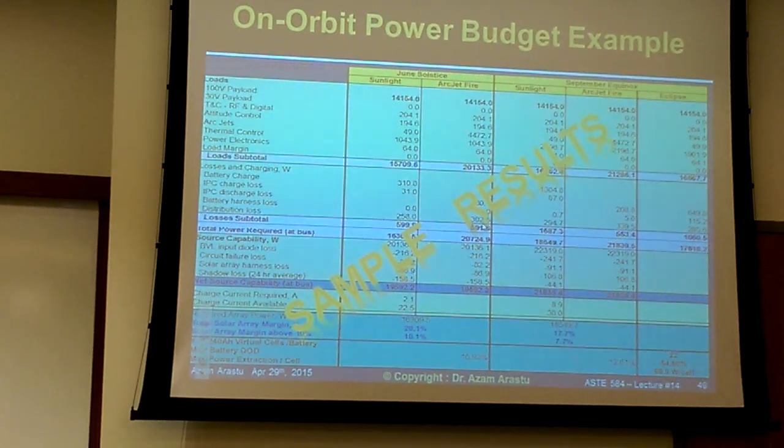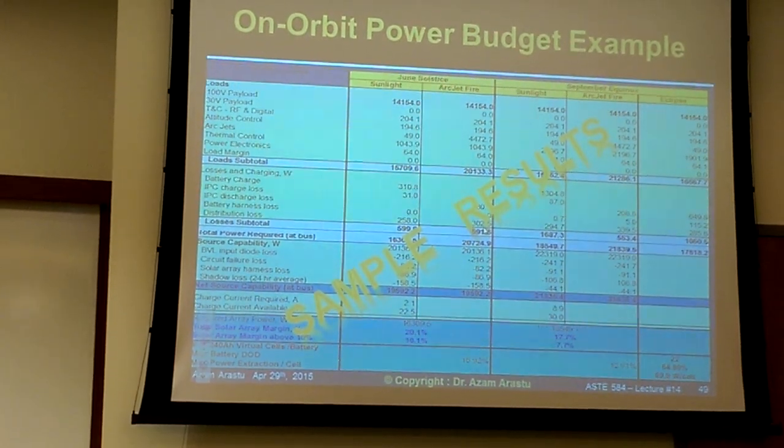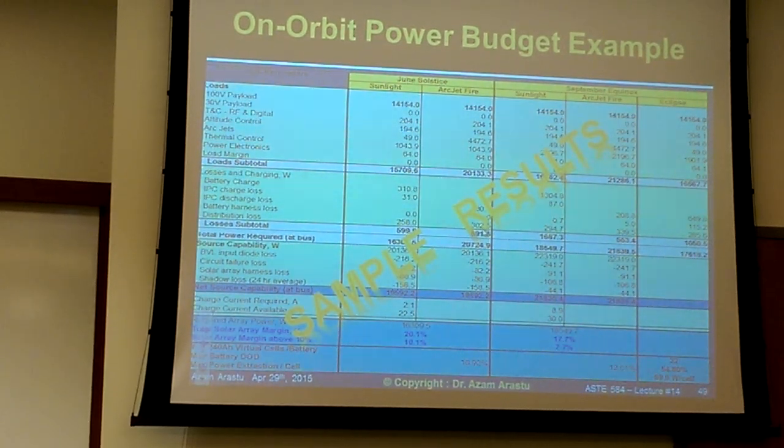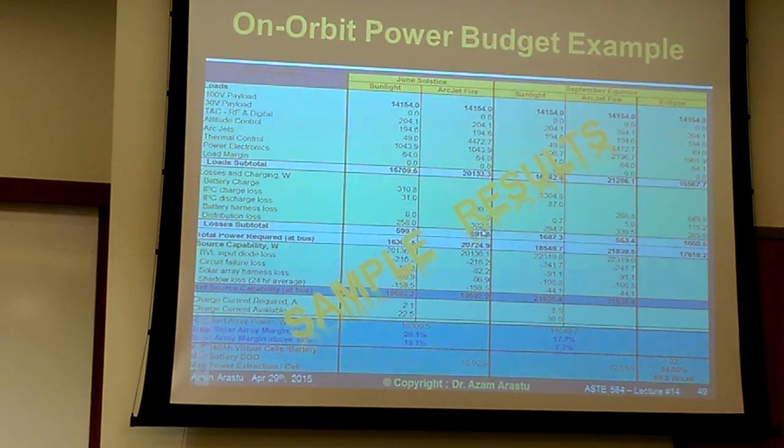And then let's look at the losses and charging. How much battery charge, in this case, I'm charging the batteries. This is the battery charge power. This is the IPC, which is the power electronics. This is the BCC loss, in other words, the battery charge converter loss. This is the BDC, the battery discharge converter loss. In this case, since I'm charging, there's no discharge converter loss, but here there will be discharge converter loss.